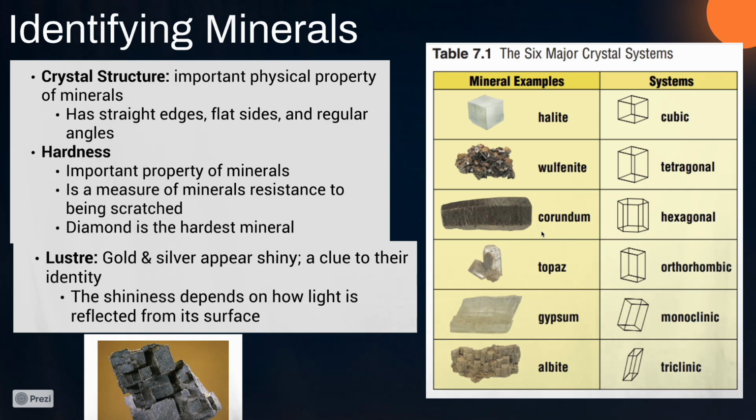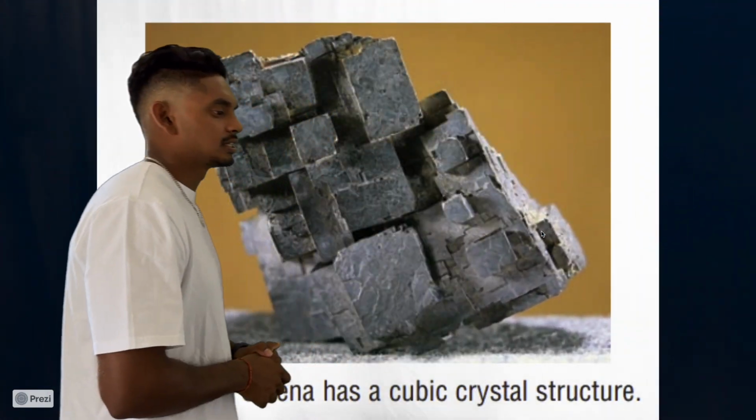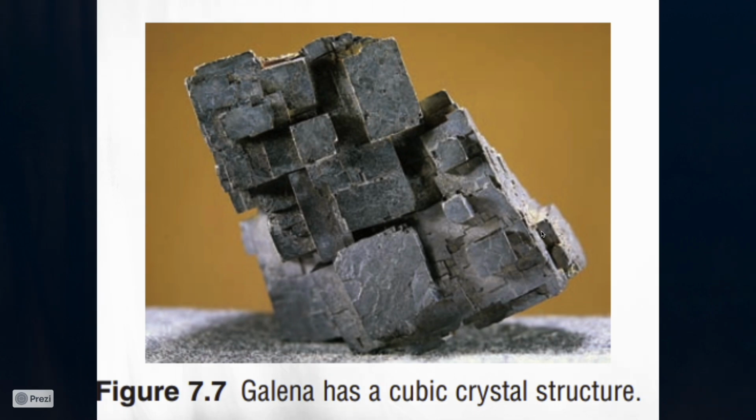You have luster, which is gold and silver, and they appear shiny. Okay, it's about the shininess. Usually people go crazy over the luster. They want that shiny gold, a shiny chain, whatever it is, right? Check this out. That looks crazy. That is a galena, and it's got a cubic crystal structure.